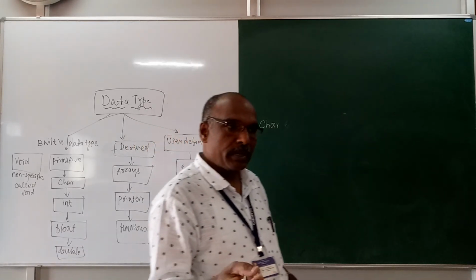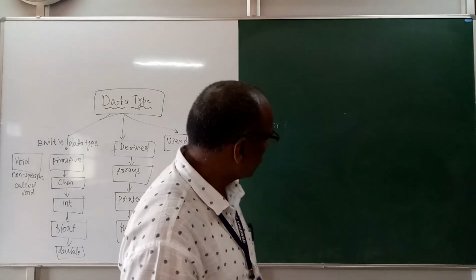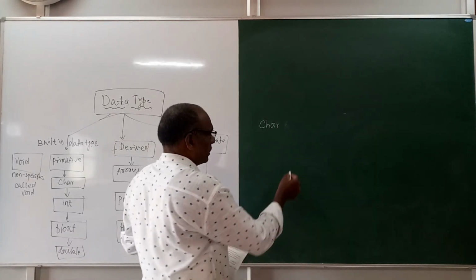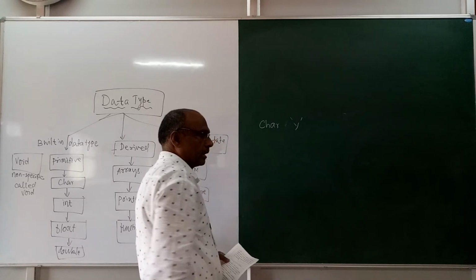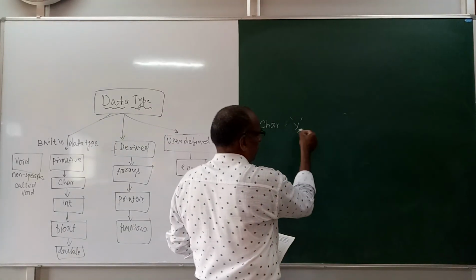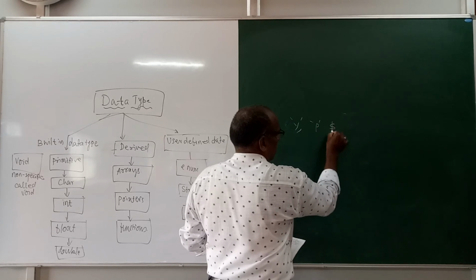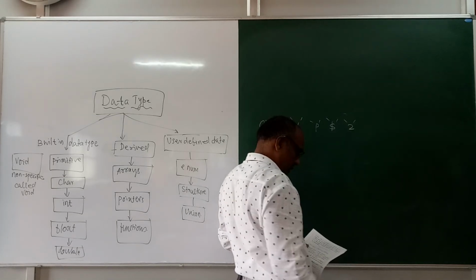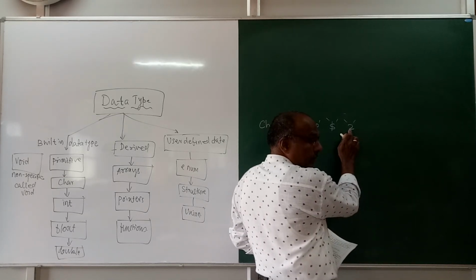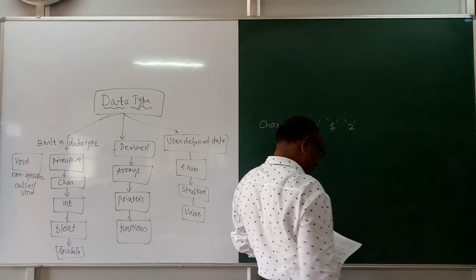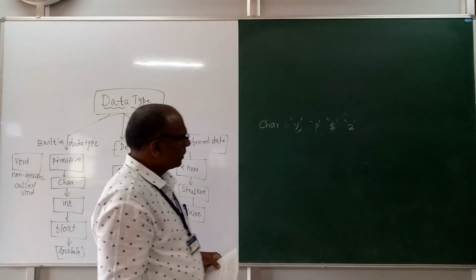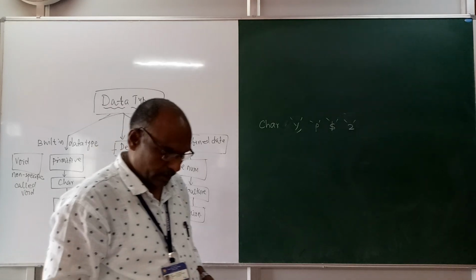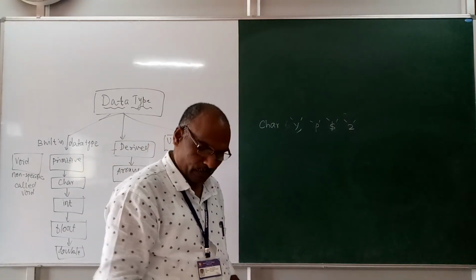The character constant may be defined as a single character enclosed within a pair of apostrophes, like this, say P, or a dollar sign, like this, a character constant. Even a number in apostrophes still works as a character constant, and so on. We have the character data type, then the string data type, which is again a sequence of characters.